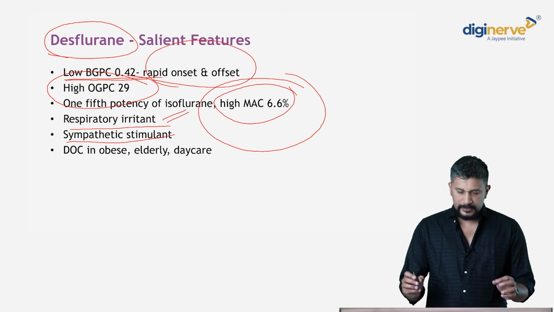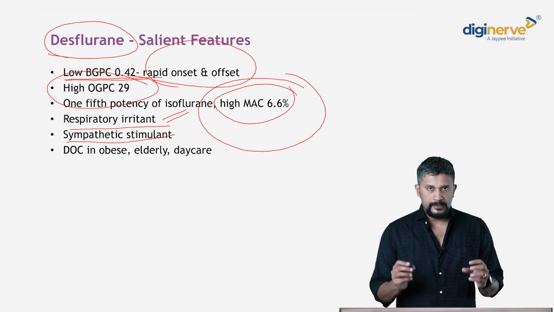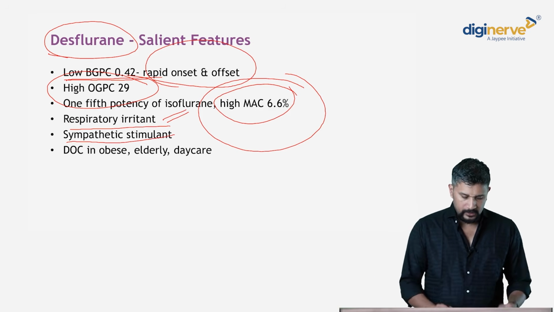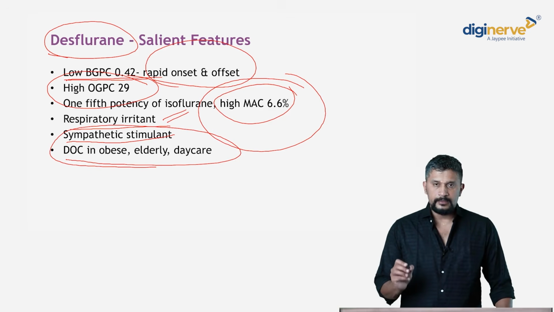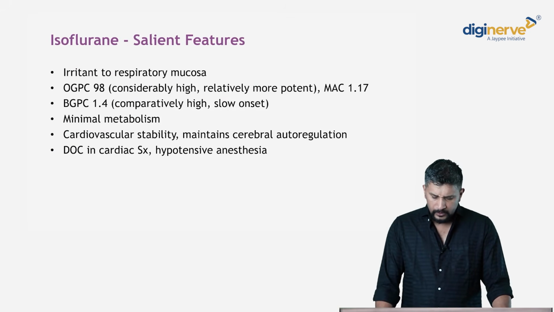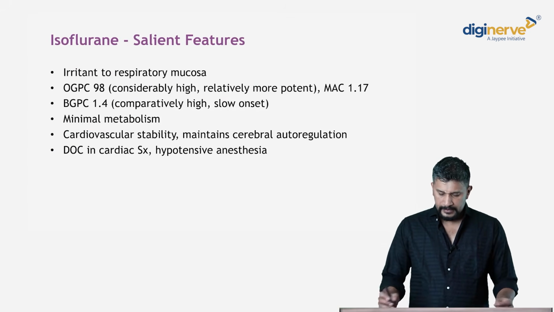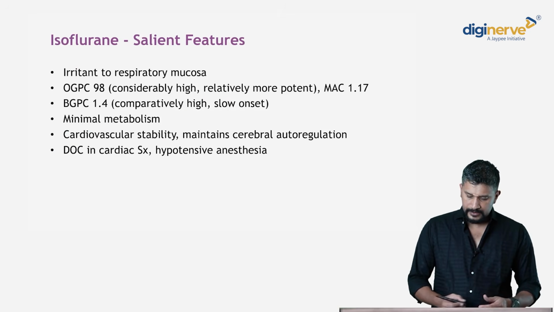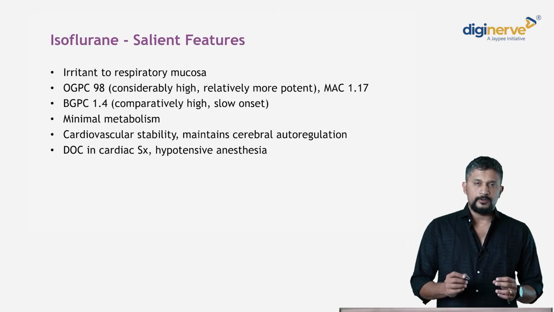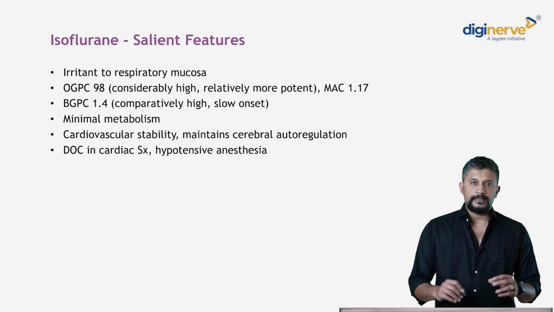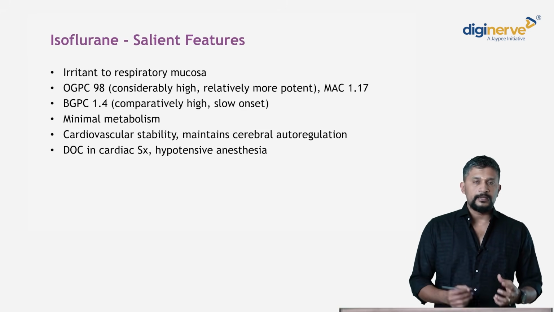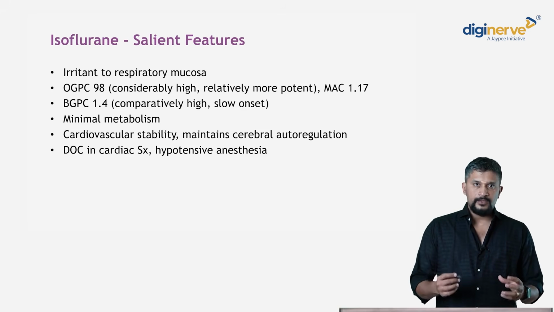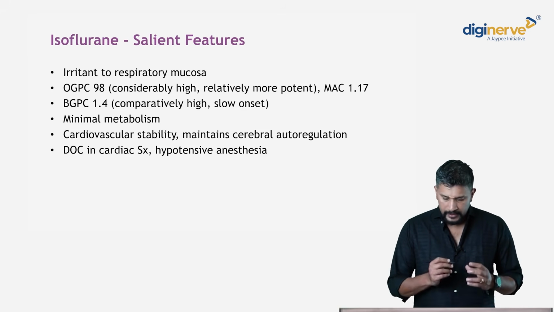It is also a sympathetic stimulant, can lead to transient tachycardia on induction, and it is the drug of choice in obese, in the elderly patients, and in daycare surgeries. When it comes to isoflurane, this is a volatile inhalation agent which is used most commonly for the maintenance of anesthesia, and like we saw earlier, it is a preferred agent whenever you're going to look at cardiac surgeries and where you need hypotensive anesthesia.